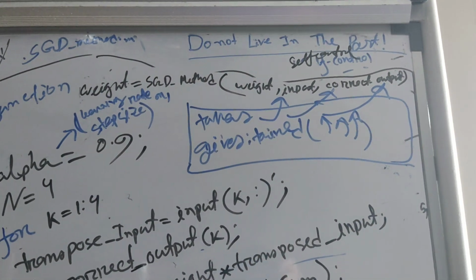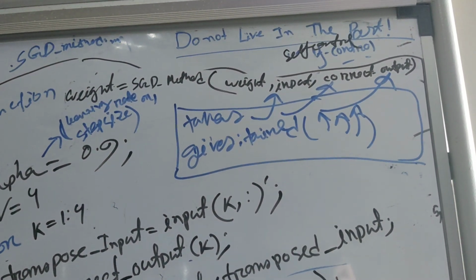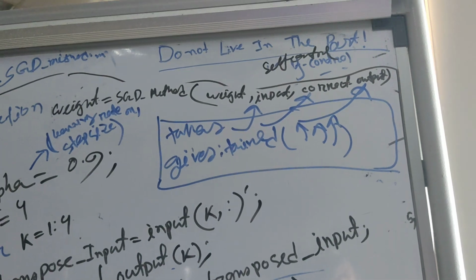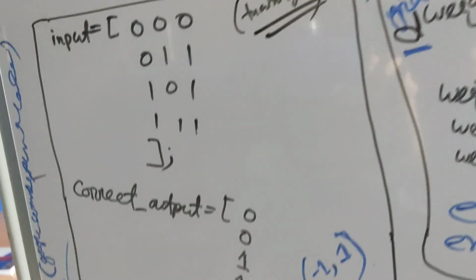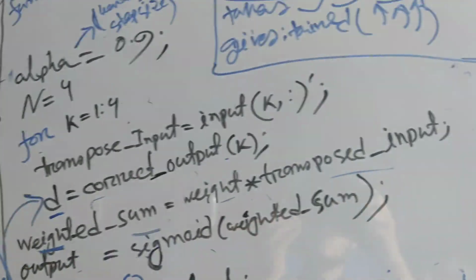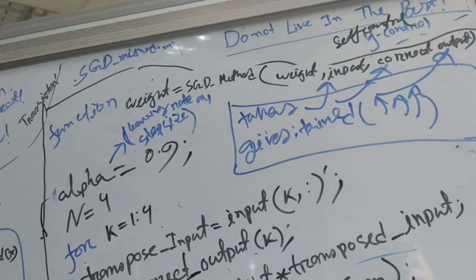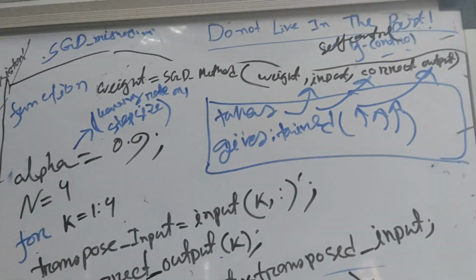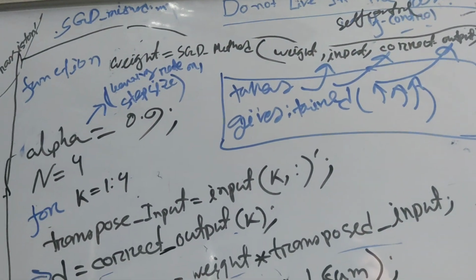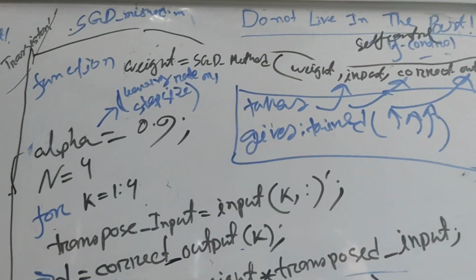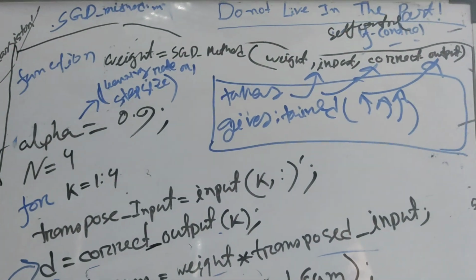So what it's actually doing is taking the weight, input, and correct output. This is the correct output, this is the input. It trains them and gives the result back as weight. That's the simplest thing you can think of. Simple, only one there, man.